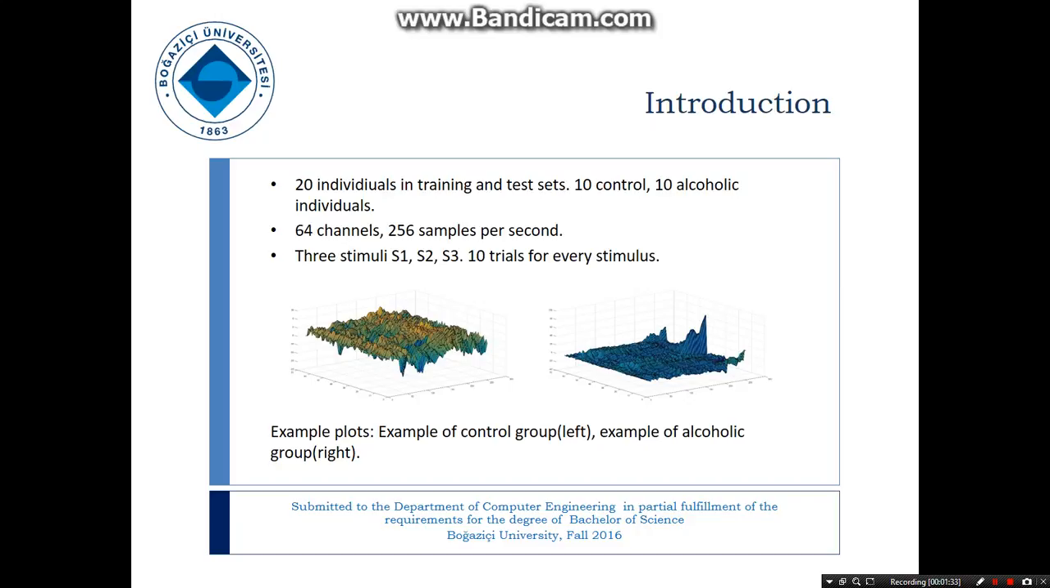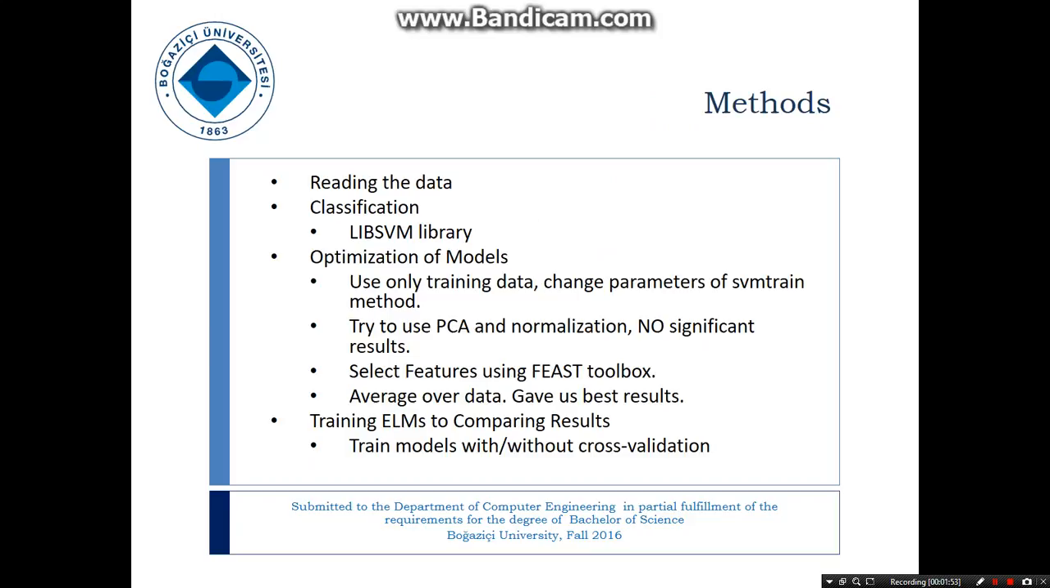And there are three stimuli in the dataset. They are denoted as S1, S2, and S3, and there are 10 trials for every stimulus. You can see example plots over here, an example plot of the healthy individuals on the left and an example plot for the alcoholic individuals on the right.